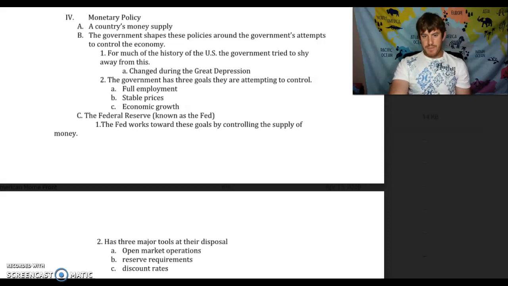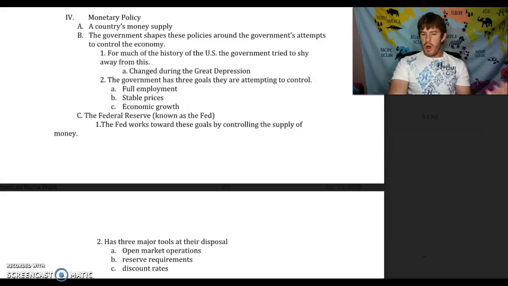And so one of the big tools that they have to control these things, especially the monetary policy, the money supply, is the Federal Reserve, which many people call just the Fed. Okay, so the Fed, guys, works towards those goals using the supply of money. And so the three major tools that the Fed uses to control that supply of money are one, open market operations, two, reserve requirements, and three, discount rates.